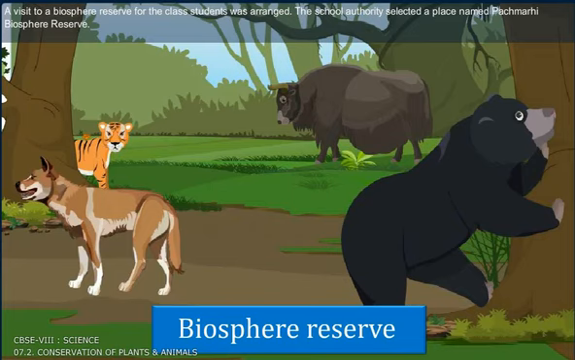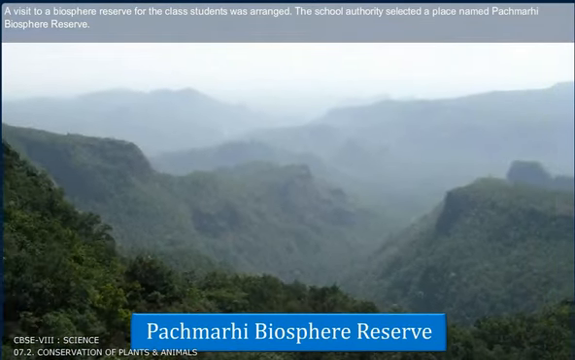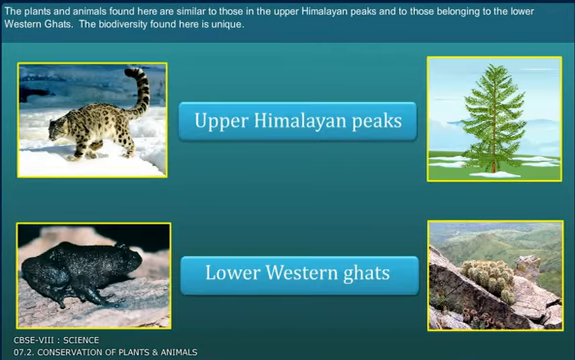A visit to a biosphere reserve for the class students was arranged. The school authority selected a place named Pachmadi Biosphere Reserve. The plants and animals found here are similar to those of the upper Himalayan peaks and to those belonging to the lower Western Ghats. The biodiversity found here is unique.